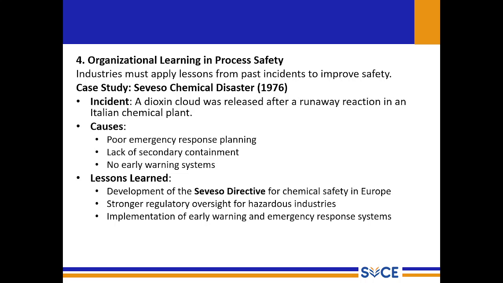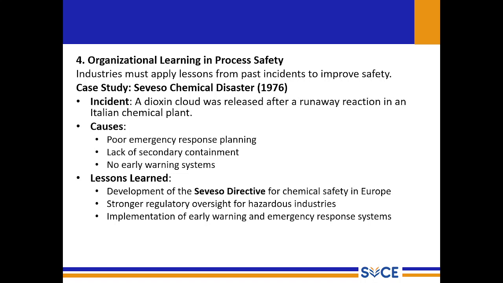So, the fourth one: organizational learning and process industry safety. Industries must apply lessons from past incidents to improve safety, right? So this incident happened, the Seveso chemical disaster of 1976. It happened exactly on July 10th, 1976. Location: Seveso, Italy. What happened?